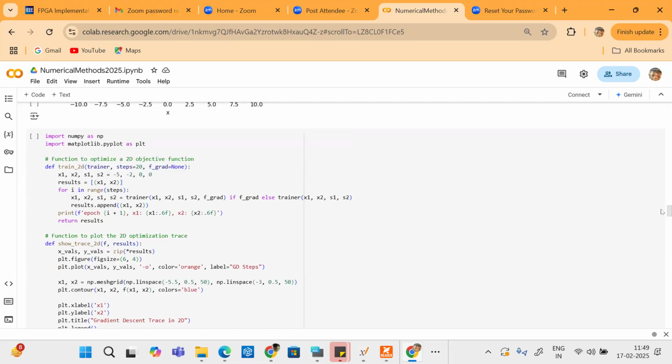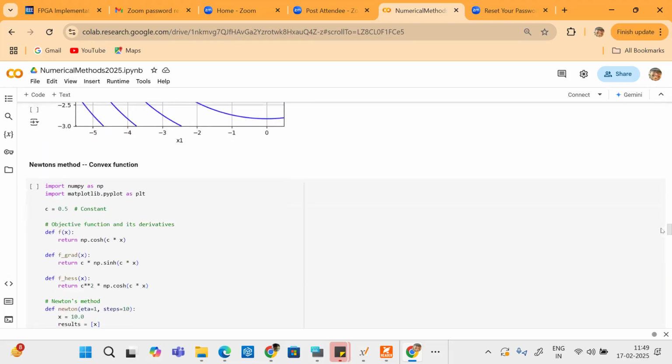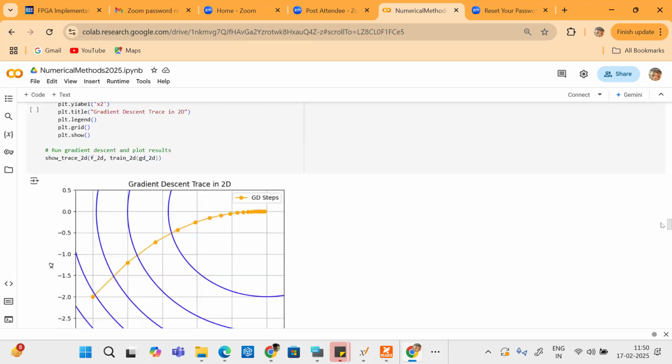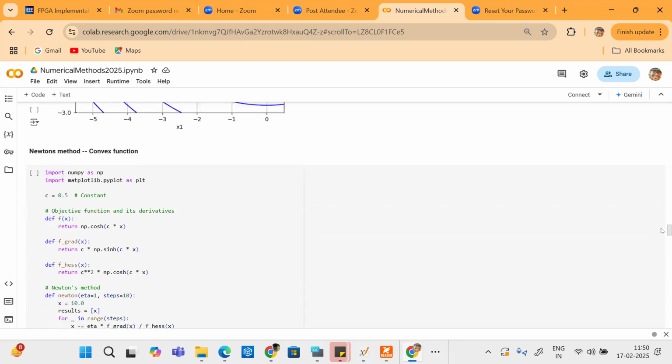I think we have enough time for that, so I hope we'll cover that. And then I will show you something on Newton's method. I will show you why we learned convex functions and non-convex functions in the first place, at the start of this course. Because Newton's method works very nicely for convex functions, but at the same time, Newton's method kind of fails in the case of non-convex functions. So it is important to understand convex and non-convex functions.